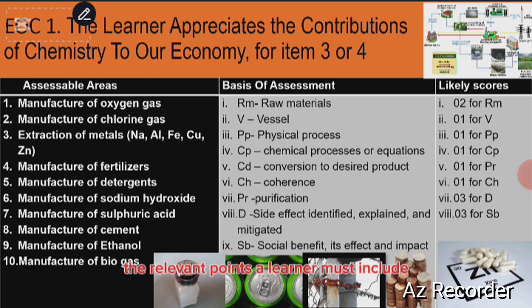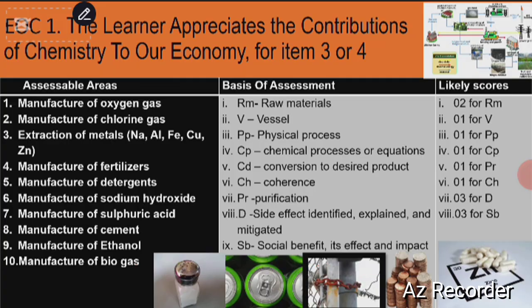The relevant points a learner must include and their scores include raw materials, vessels, physical and chemical processes, conversion to the desired products, purification and coherence, and side effects, identified, explained and mitigated, and social benefits, mentioned with their impact and effect.